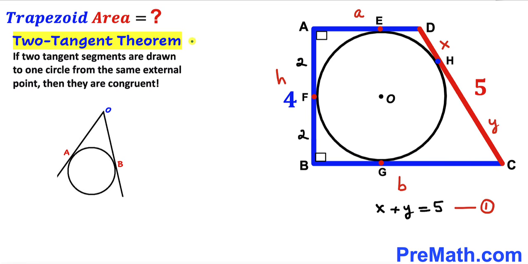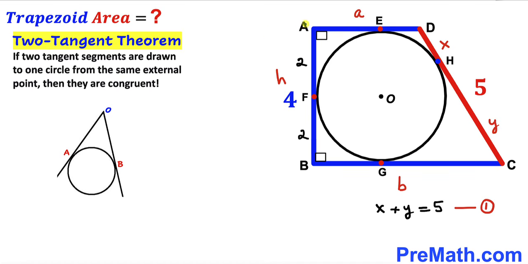Now let's recall the two tangent theorem. According to this theorem, if two tangent segments are drawn to one circle from the same external point, then they are congruent, as you can see in this given diagram. Here we have a single external point O and the points of tangency A and B. Then according to this theorem, segment AO is equal to segment BO. In other words, these two segments are congruent. Now we are going to apply this very crucial theorem on our given problem.